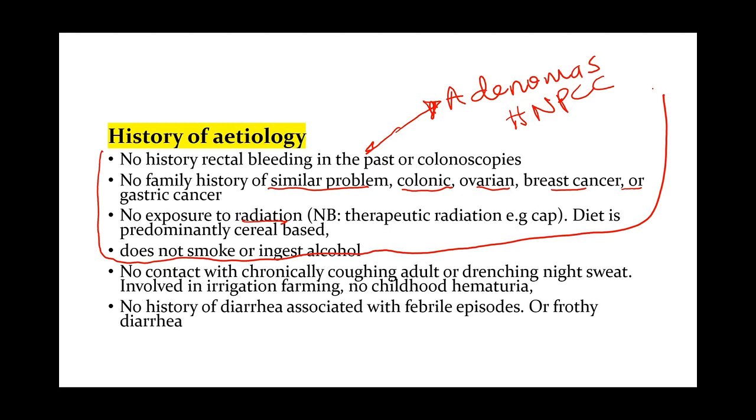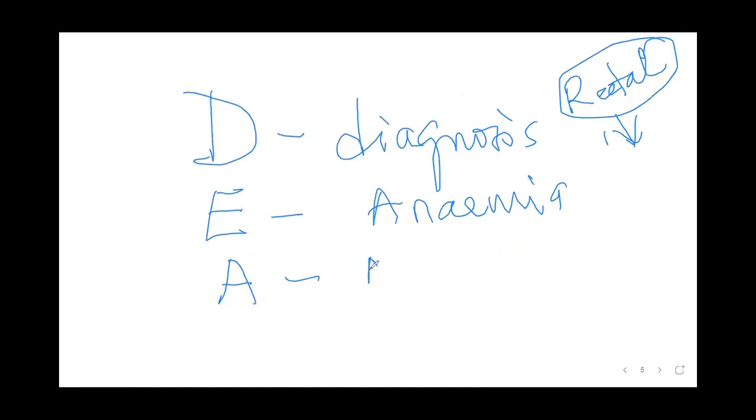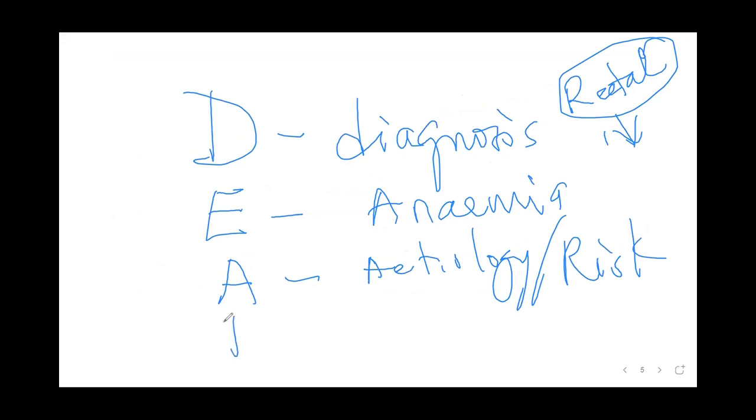Okay, now if you go back to the history, if you go back to what we described, we've described etiology now, or risk factors. The next is differential diagnosis. What are those common conditions that present like colon or rectal tumors?